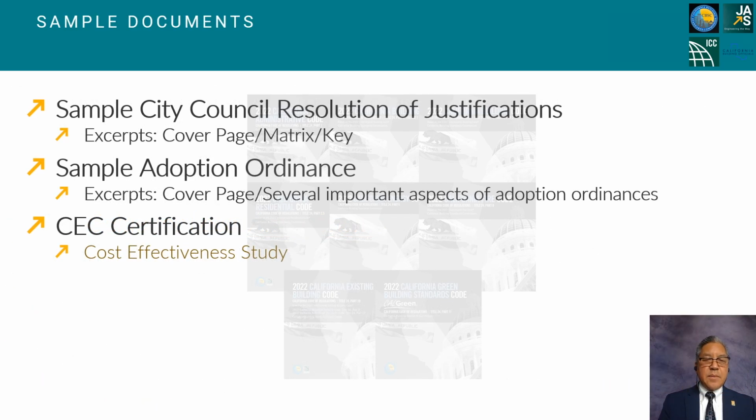So let's take a look at some excerpts from actual documents to see what we've been talking about. We'll take a look at a City Council resolution used to justify local amendments, portions of an actual code adoption ordinance, and documents used to secure certification from the California Energy Commission. Let's start with the City Council resolution. In this example, we can see how some cities use a council resolution to expressly and individually justify each local amendment on the basis of a local climatic, geologic, or topographic condition.